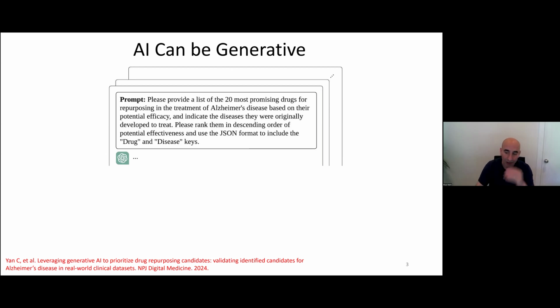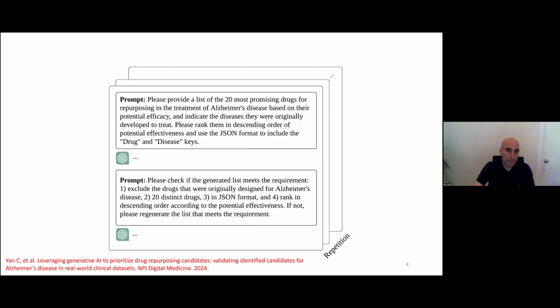As an example of this, we had a paper earlier this year that was trying to figure out if we could do zero-shot applications of LLMs in particular to see if we could do drug repositioning. We were specifically looking at Alzheimer's. We were asking ChatGPT to give us the 20 most promising drugs to be repurposed for the management of Alzheimer's.